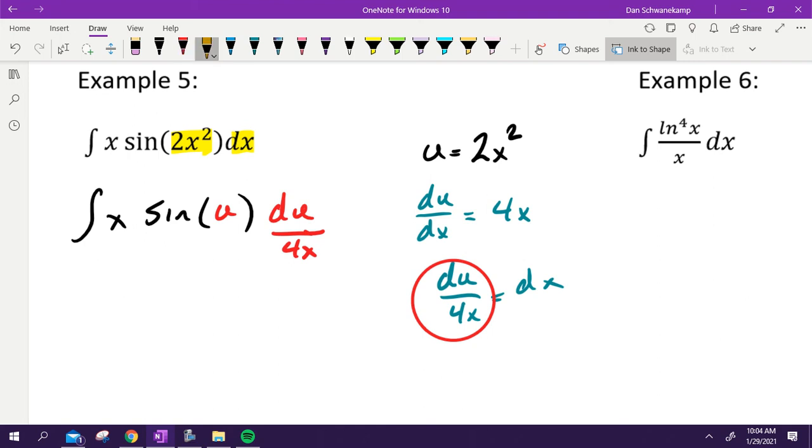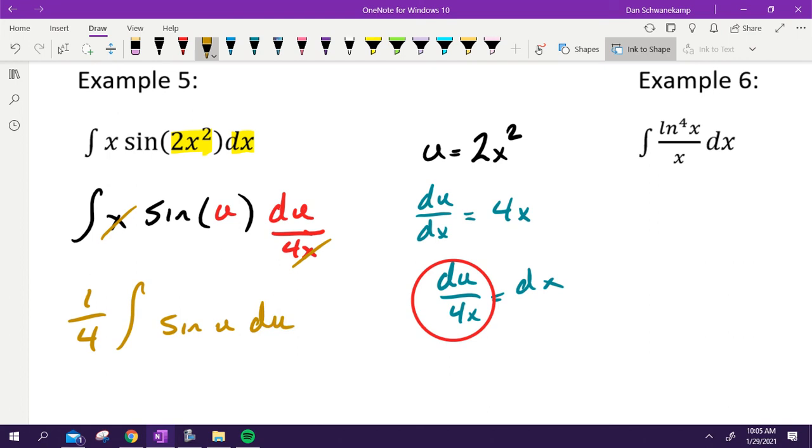Yes, you did. The x right there, that x right there, they're going to cancel. That's what I'm looking for. Do I have any constants? 1/4. So I'm going to pull that 1/4 out in front because that 4 is on bottom. So then all I'm left with is sine u du. All I got to do is find the antiderivative of sine.